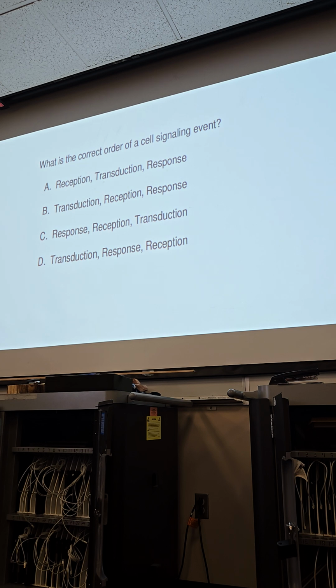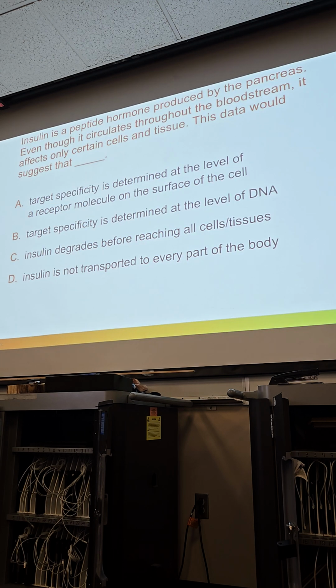Reception, transduction, response. I picked that. So we are going to receive, we're going to transduce the signal, and we're going to get a response. Next question.